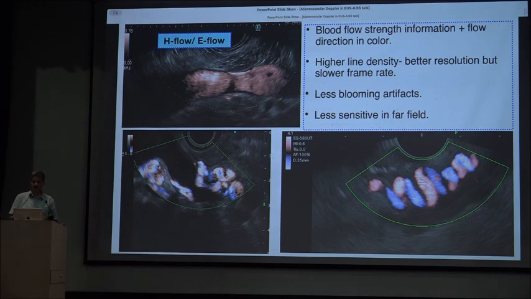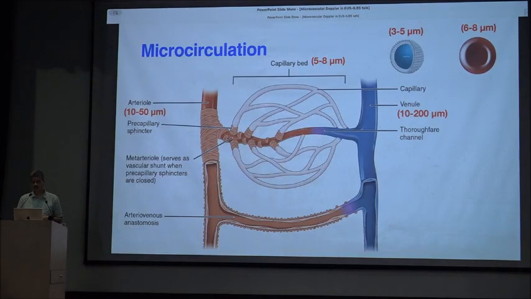We have now advanced to H flow or E flow. This is just more sophisticated power Doppler in higher resolution. The frequency is more, the line density is more, and you can see the resolution is much better. And we are coming very close to imaging the microvasculature, but this still can't image the microvasculature, which is the topic for today.